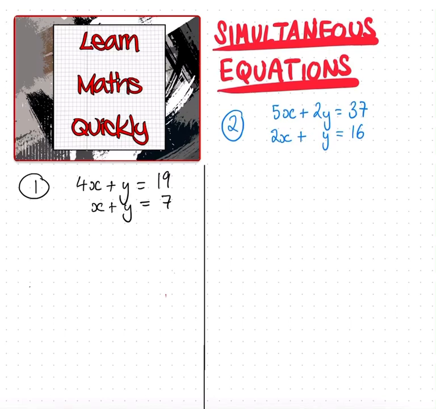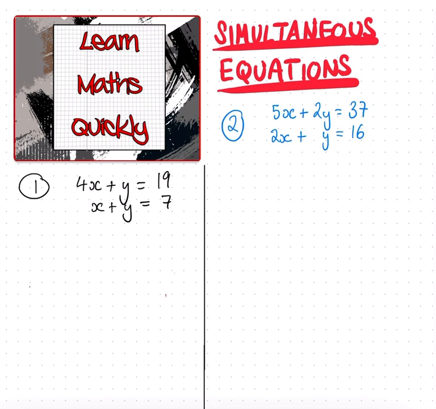A simultaneous equation is when you've got two unknowns, so two letters where you're not really sure what they equal. It's also when you've got two equations put together. So, for example, if you look at number 1, we've got 4x plus y equals 19 and x plus y equals 7. Now, the x and the y will be the same in both of those equations.